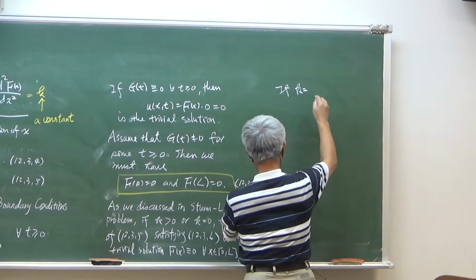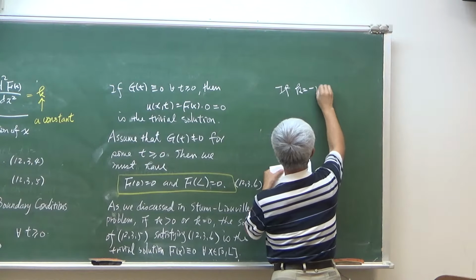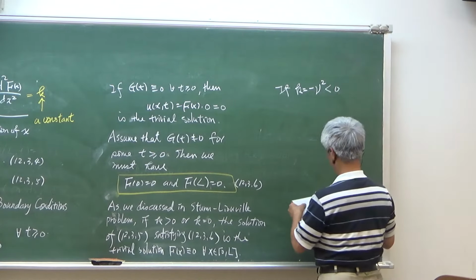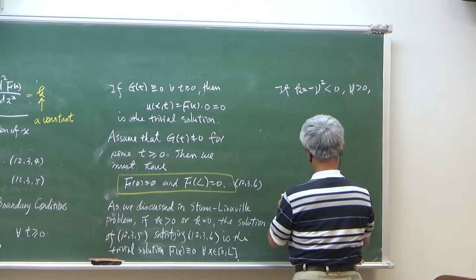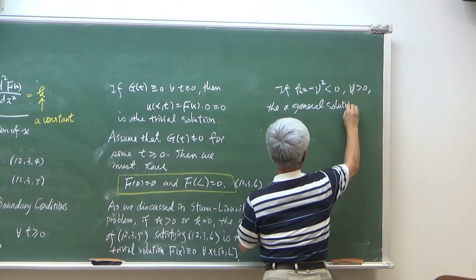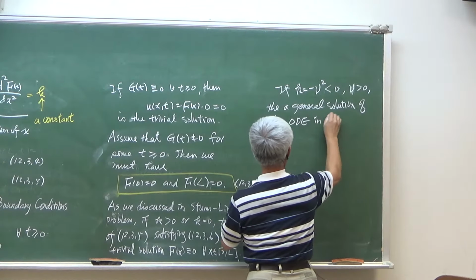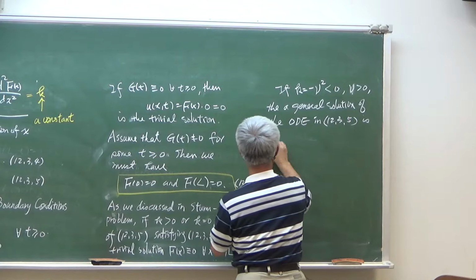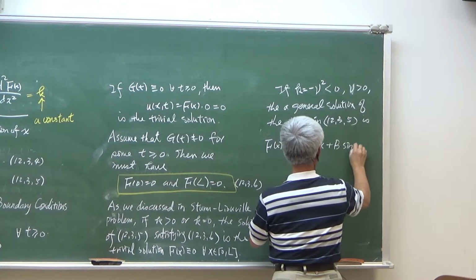If k equal to minus mu squared, so if k is negative, mu greater than 0, then a general solution of the ODE in 12.3.5 is A cosine mu x plus B sine mu x.